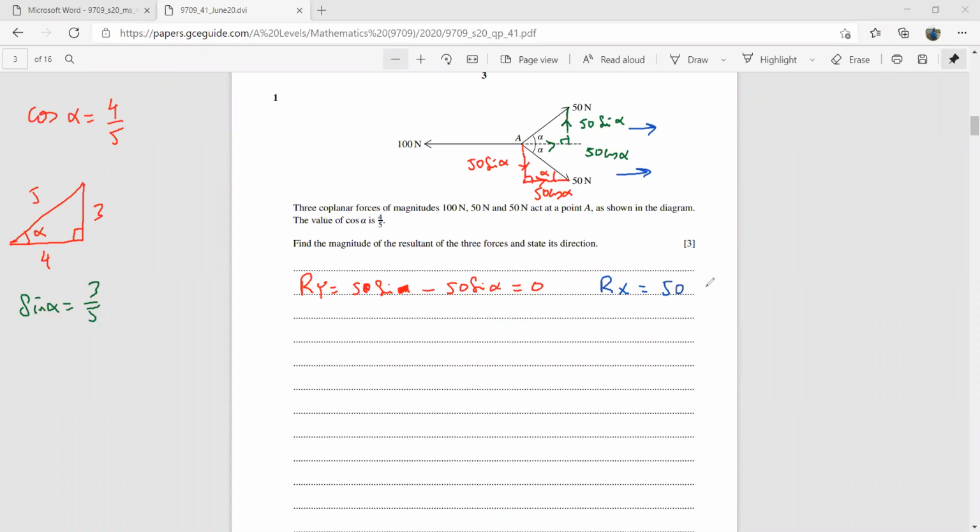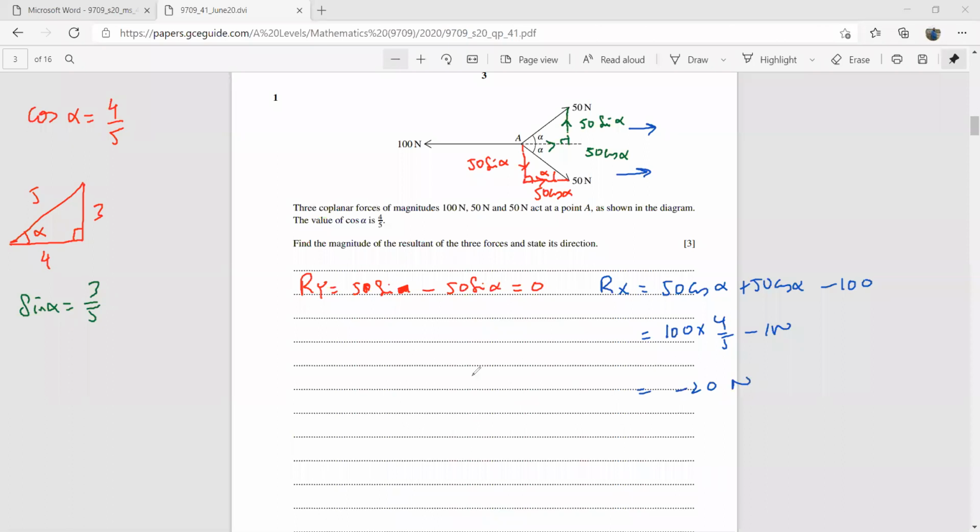They are both 50 cos alpha, so 50 cos alpha plus 50 cos alpha, and then minus 100. By the way, I'm moving out of the page, but while you are attempting your exam, stay within these margins and try to write everything on these lines. So this is going to be 100 cos alpha. Cos alpha we know is 4 over 5, and then there is minus 100. So this is minus 20 newtons.